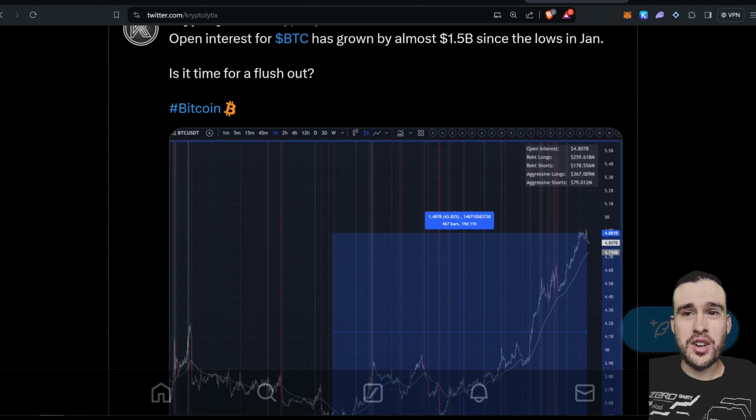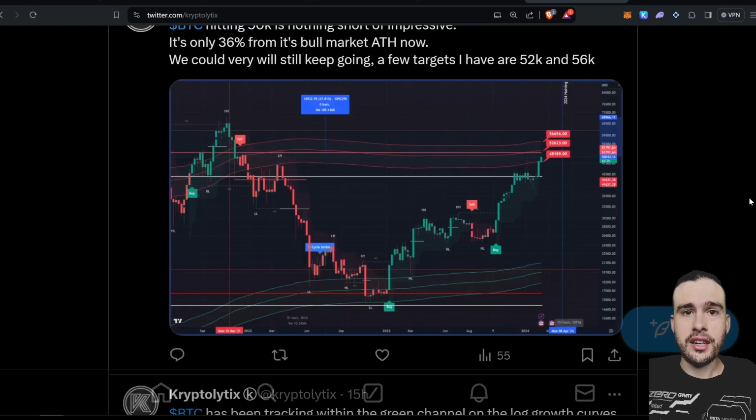Open interest is incredibly high right now, so we have to really be careful for a potential flush out that could be on the horizon to take out liquidity. And that's the summary of my recent Twitter posts.